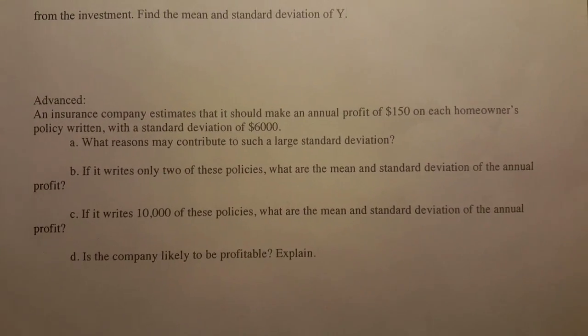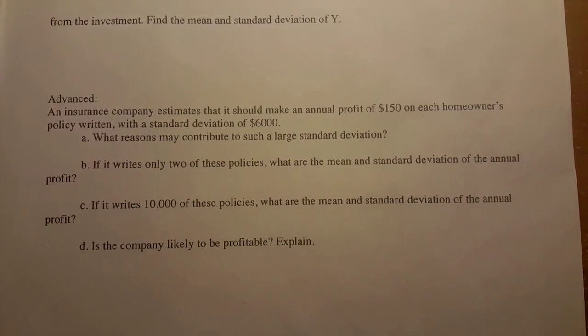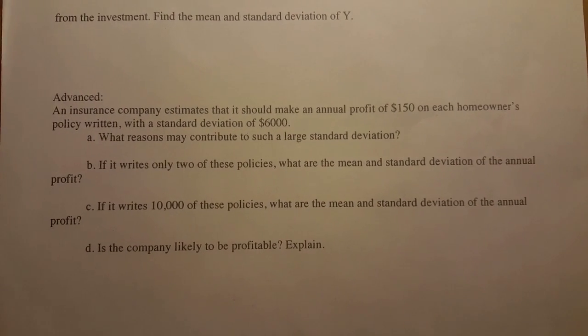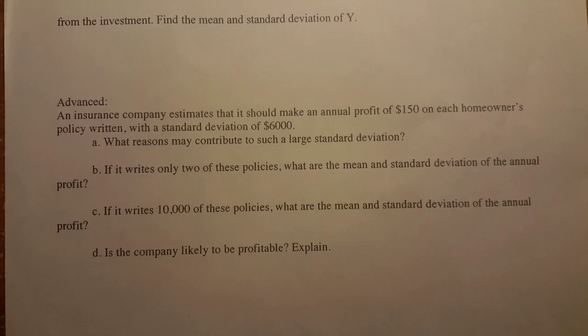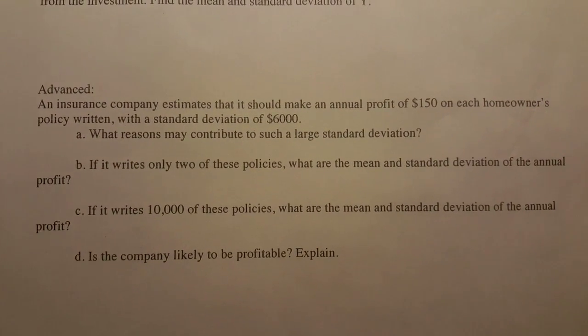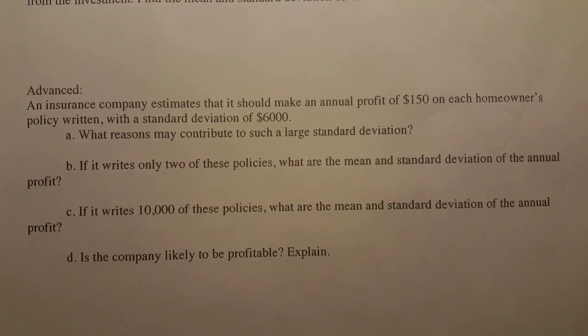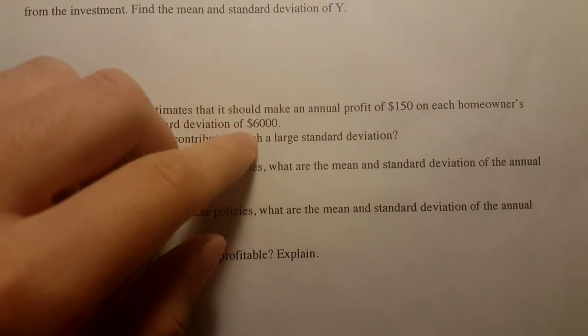An insurance company estimates that it should make an annual profit of $150 on each homeowner's policy written, with a standard deviation of $6,000. Part A: What reasons may contribute to such a large standard deviation? That's 6,000. That's a big number.